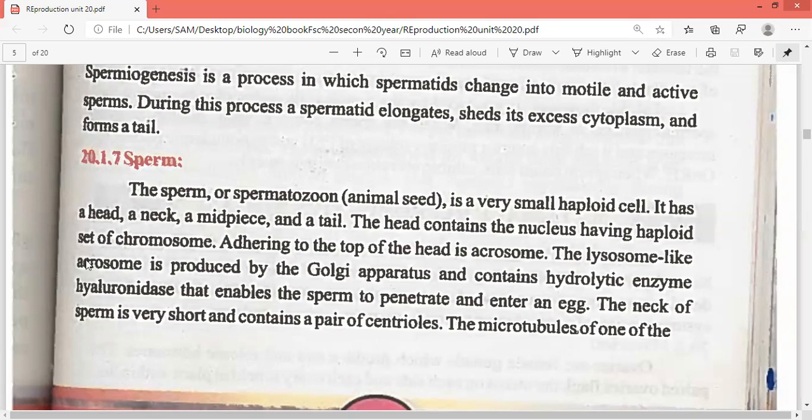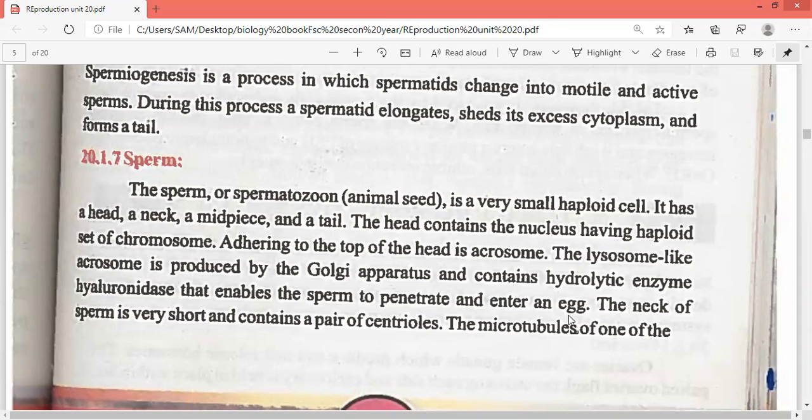Adhering to the top of the head is the acrosome. The acrosome, like a lysosome, is produced by the Golgi apparatus. You have to highlight this line for the MCQ: it contains the hydrolytic enzyme hyaluronidase that enables the sperm to penetrate and enter an egg. So they ask which enzyme present in the sperm helps the sperm to penetrate into the egg, that is hyaluronidase.